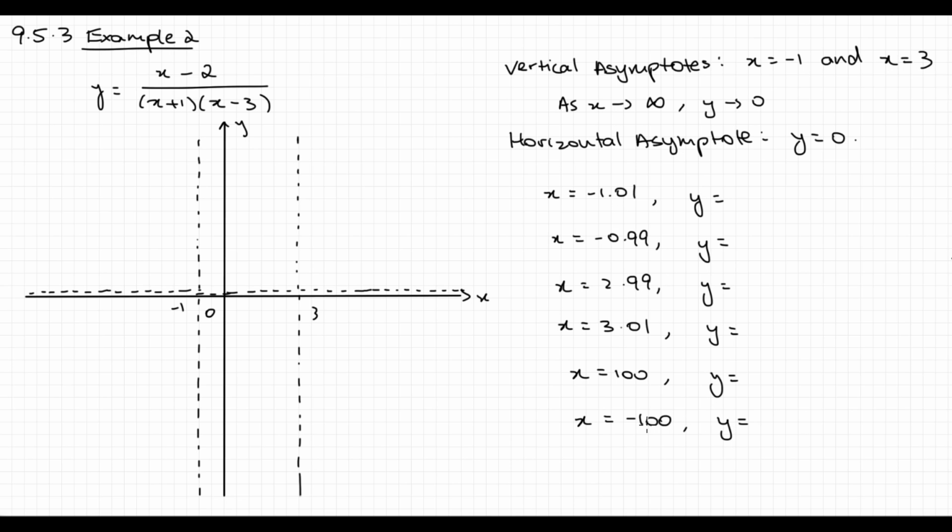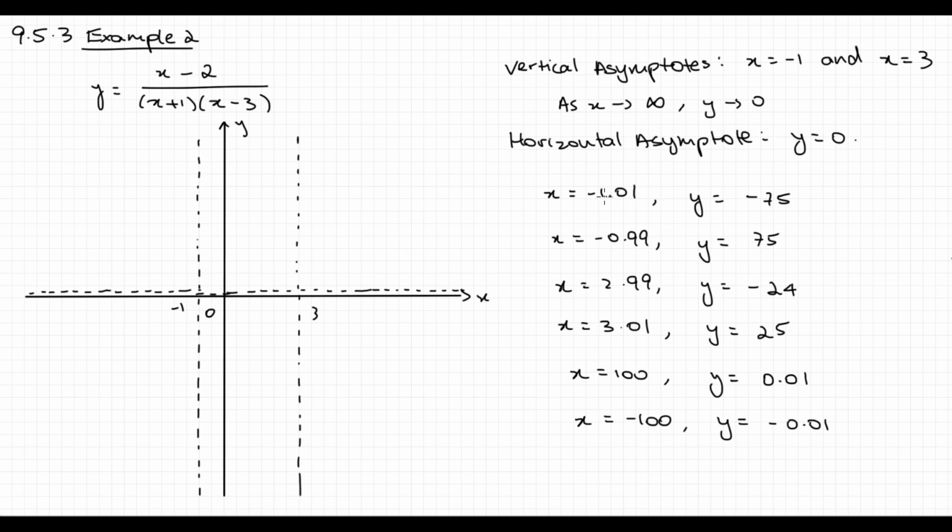Taking each of the 6 x values here and substituting them into the equation, we get -75 for the y value when x = -1.01. When x = -0.99, we get y = +75. When x = 2.99, we get y = -24. And when x = 3.01, I get y = 25. Now when x = 100 and we substitute this into the equation, we get a y value of about 0.01. And when x = -100, we get about -0.01.